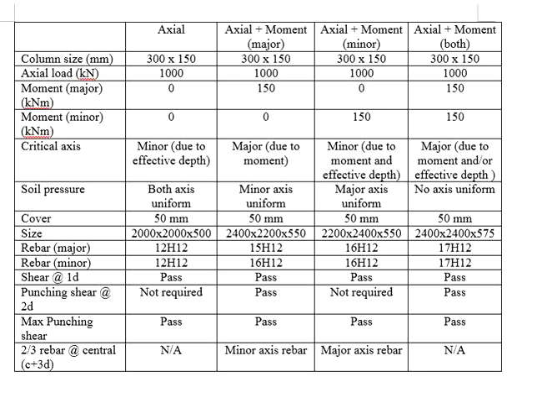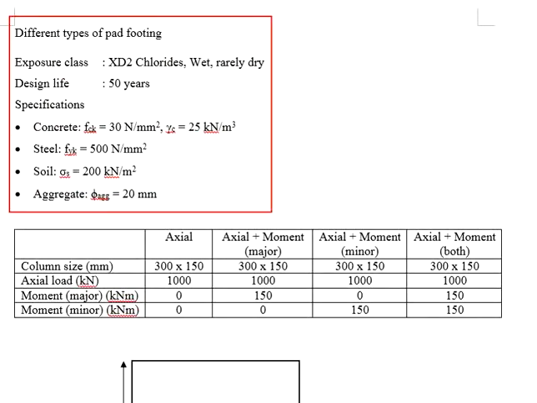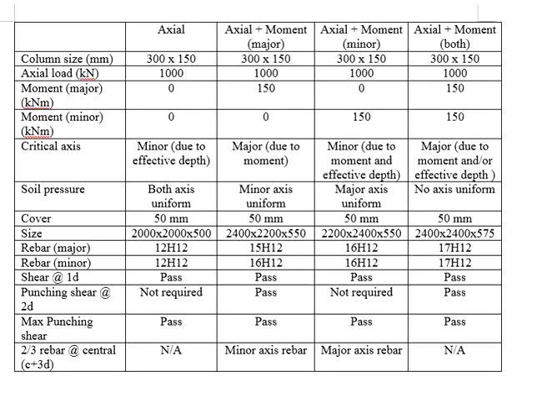Hi. So far we have discussed 4 examples related to the design of reinforced concrete pad footing under various circumstances. Based on a similar set of specifications, we look into the design calculations for the pad footing subjected to only axial load, axial load plus moment in the major axis, axial load plus moment in the minor axis, and also axial load plus the moment acting in both axes.